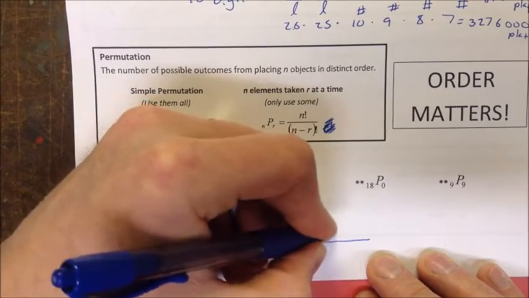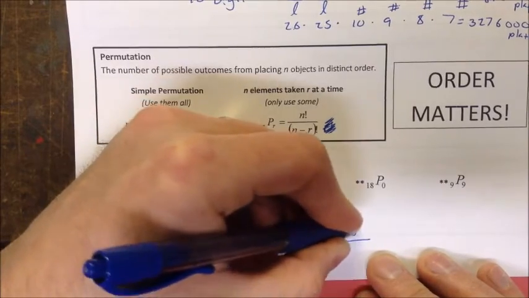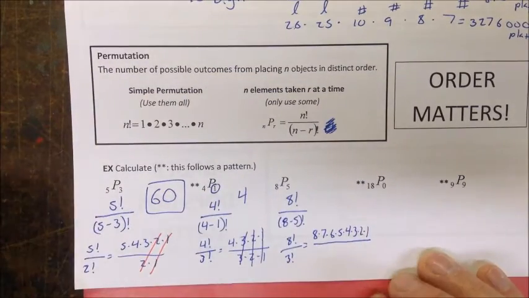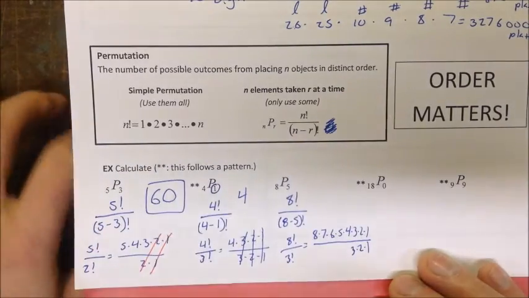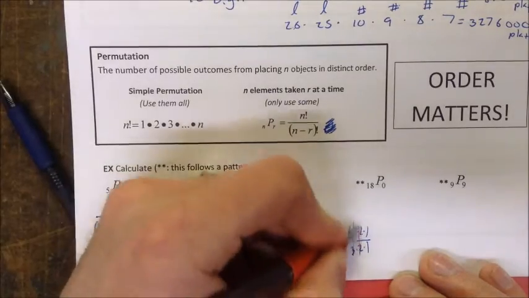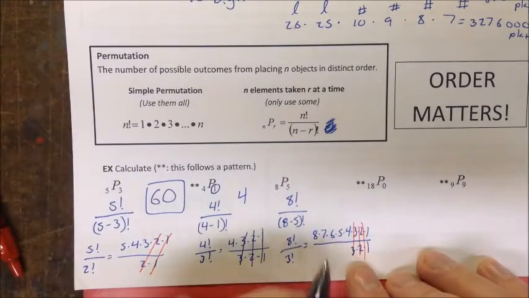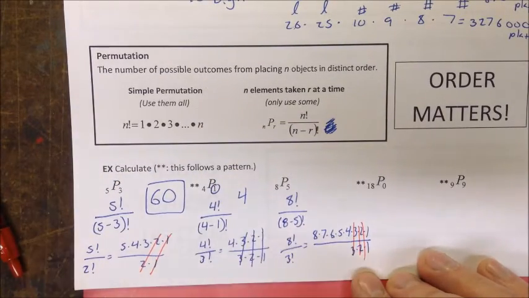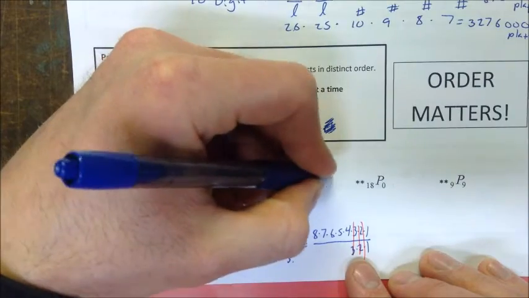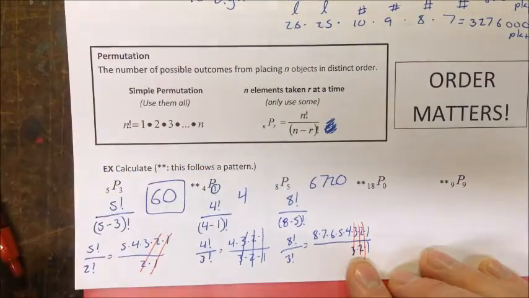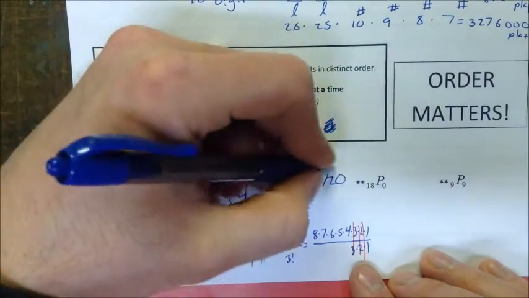8 times 7 times 6 times 5 times 4 times 3 times 2 times 1 in the numerator, and only 3, 2, 1 in the denominator. That's not that much, so not that much cancels out. Now it's easier. 8 times 7 times 6 times 5 times 4, that's pretty nice, but it's still too big for a no calculator portion. The value that you actually end up calculating is 6,720, so that's much too big for a no calculator portion right there.